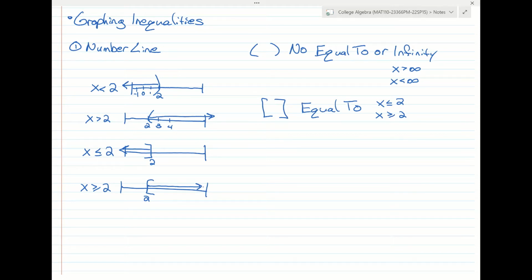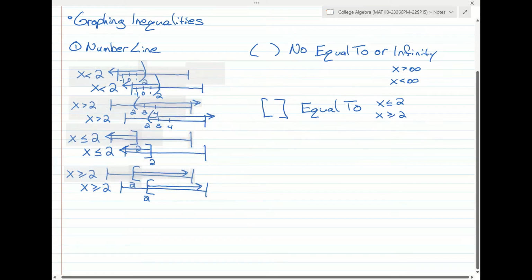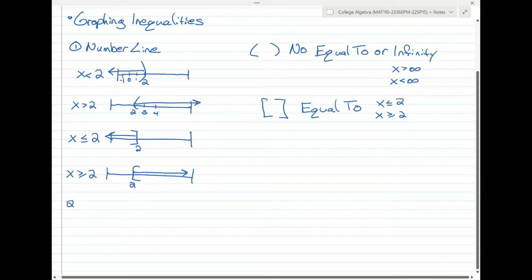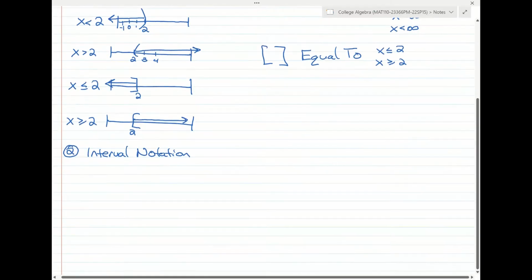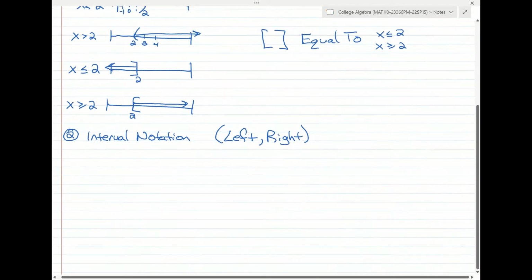On MyMathLab and a lot of the problems that we do together, you're going to be asked to graph them not only on the number line, but also with interval notation. When we have interval notation, the left side of the number line goes here. The right side of the number line goes here. We'll go through a few examples and then we'll actually solve inequalities with this.